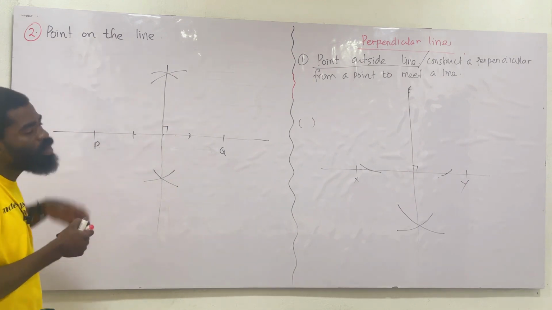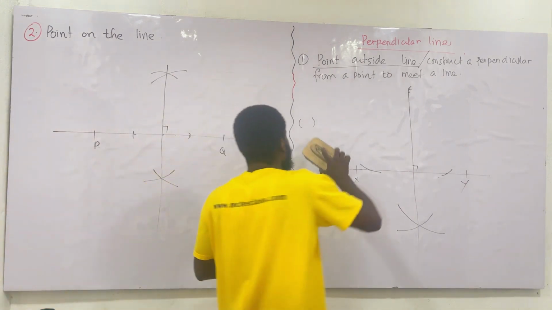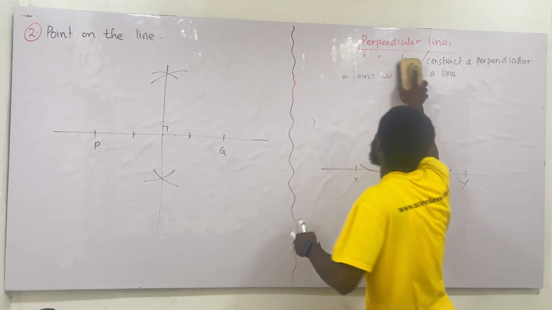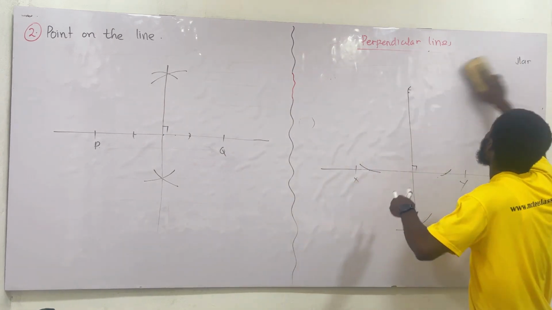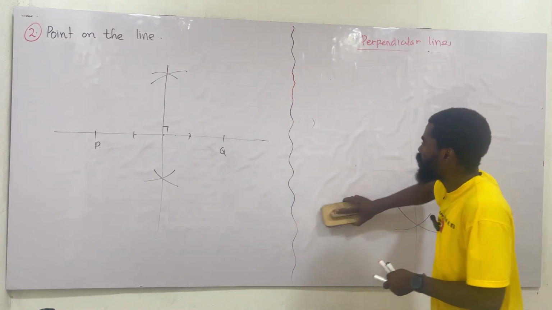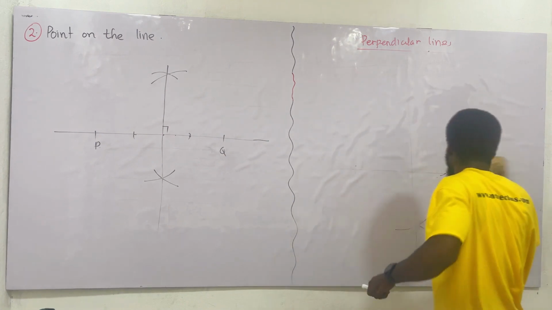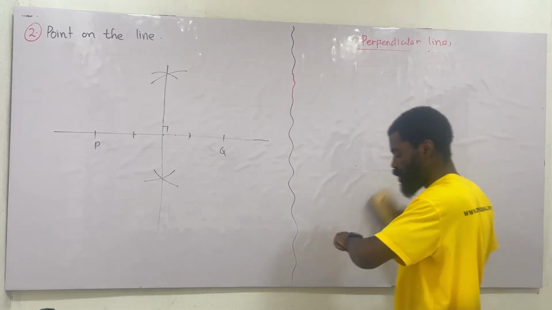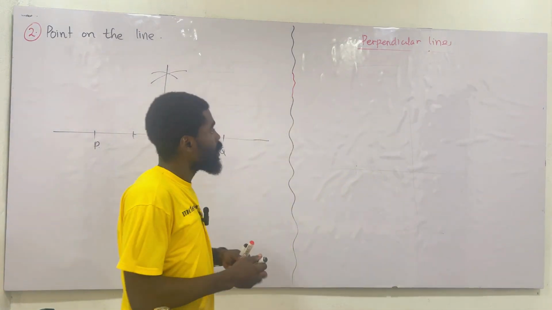So this one, like I'm saying, normally we will not see that in a question. But the third one, which is the perpendicular with the point at one end of the line, very, very important. We might see that one. So we take note of it. Okay? So let's go.